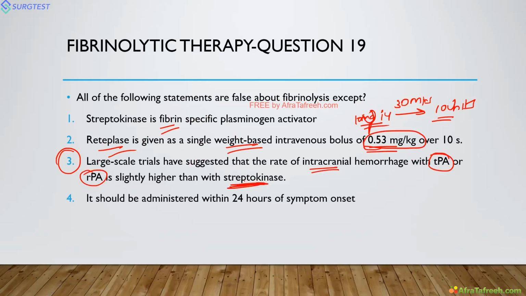This is very important. Streptokinase has less intracranial bleed, but other bleeding is higher with streptokinase. It should be administered within 24 hours. No, it should be administered within 12 hours of symptom onset. So our answer is option 3.